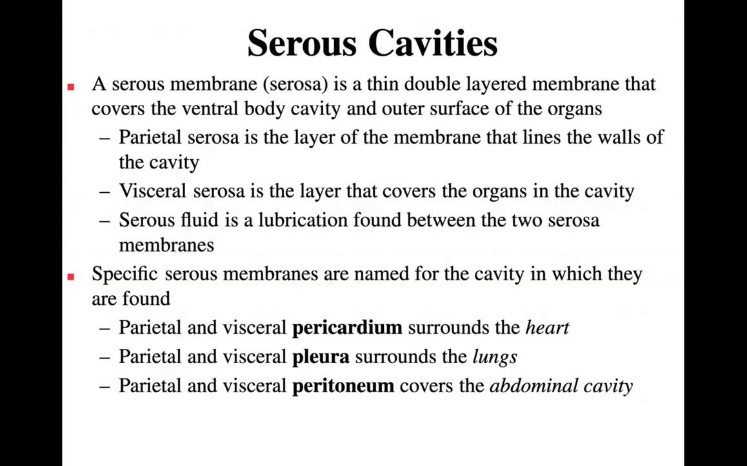So these specific serous membranes get named for the cavity where they're found. So pericardium surrounds the heart, pleura surrounds the lungs, peritoneum is going to cover the abdominal cavity.